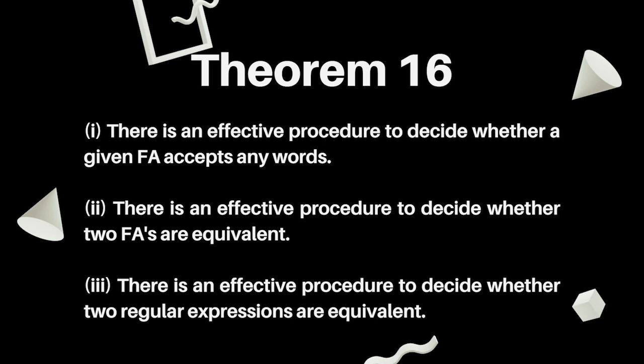Now let us proceed into defining what Theorem 16 is all about. This theorem states that, first, there is an effective procedure to decide whether a given FA accepts any words. Second, there is an effective procedure to decide whether two FAs are equivalent. And third, there is an effective procedure to decide whether two regular expressions are equivalent. All of these are actually a summary of what my groupmates discussed in the previous slides about how to determine whether an FA accepts any language or not.